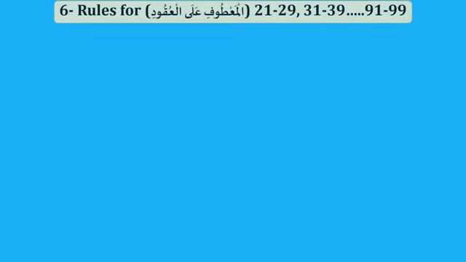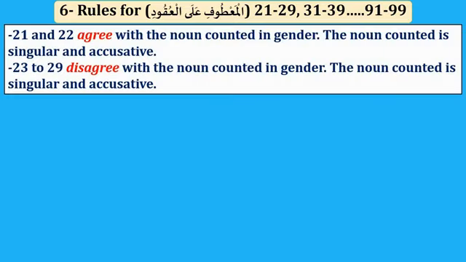Next will be المعطوف على العقود. The unit numbers used with multiples of tens. 21 to 29, 31 to 39 until 91 to 99, etc. 21 and 22 agree with the noun counted in gender. The noun counted is singular and accusative. But from 23 to 29 disagree with the noun counted in gender. The noun counted is singular and accusative.